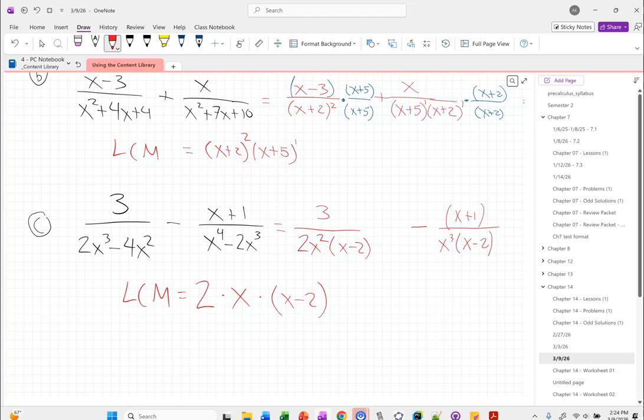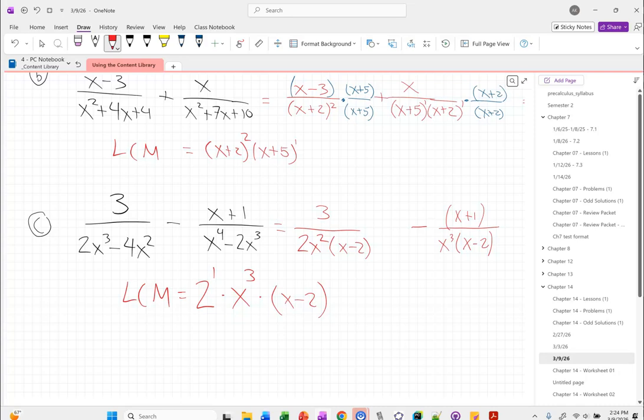Okay, I see. What is the biggest power of 2 in any denominator? 1, to the first. What is the biggest power of x? 3. What is the biggest power of x minus 2? 1.